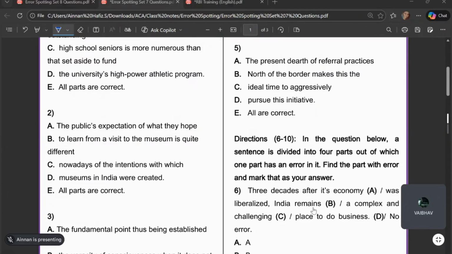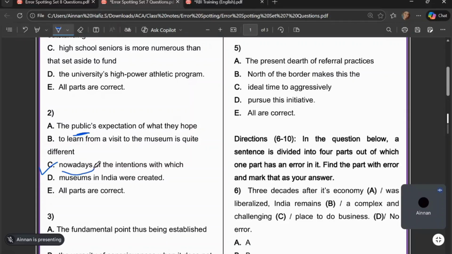Ma'am, yes, Vaibhav? Is expectation supposed to be plural? Expectation should be plural? No, because public's is already plural, right? In that case, I think it's nowadays of the intentions. Okay, what should be the correct one? The expectation of what they hope to learn from a visit to the museum is quite different of the intentions. Okay, here the error is in C.